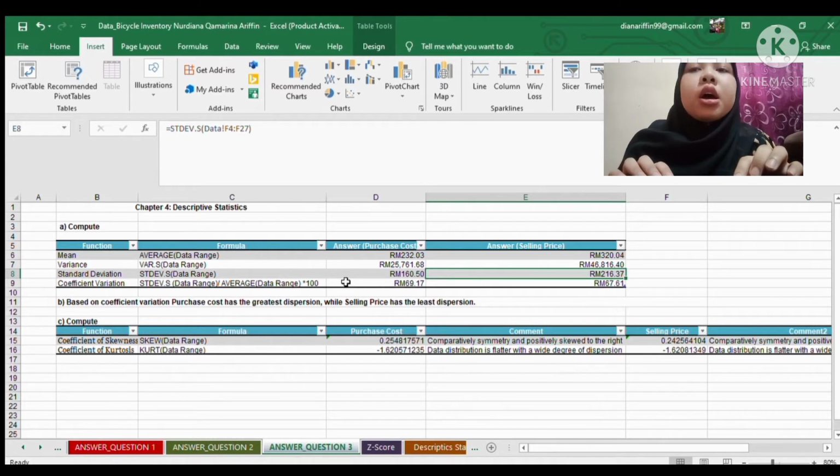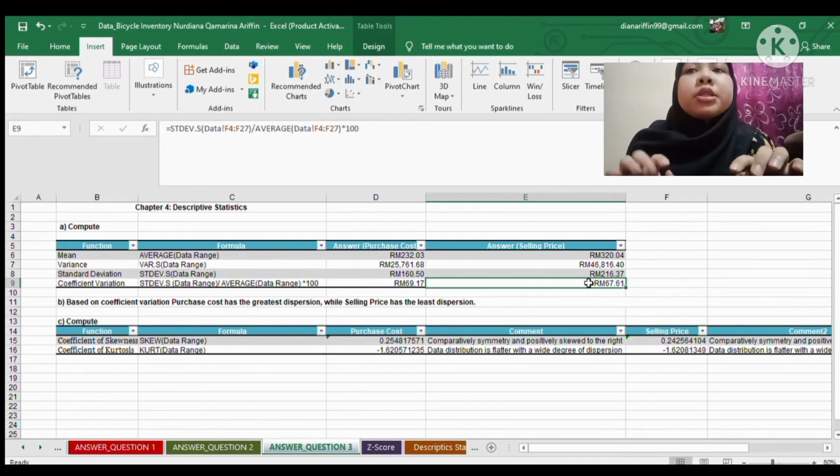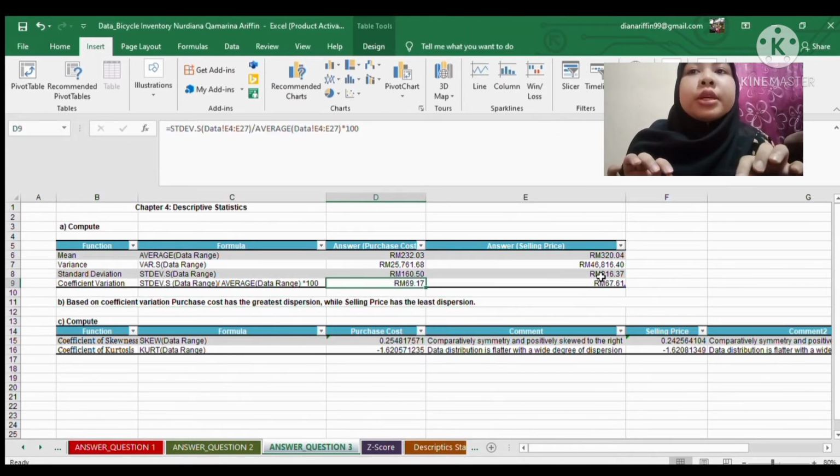Next is coefficient variation. I use the function standard deviation, the data for purchase cost, then I divide by average for purchase cost. Then for selling price, I use standard deviation for data range for selling price, then divided by average price range and times 100. B, based on coefficient variation, purchase cost has the greatest depreciation while selling price has least depreciation.